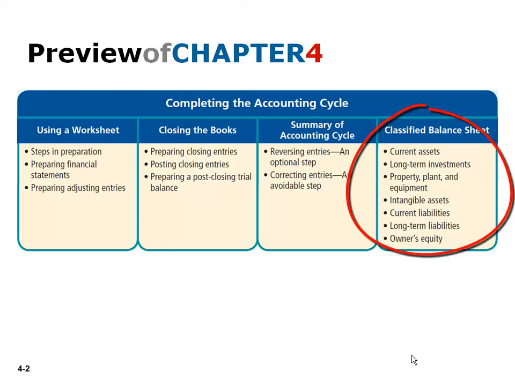Finally, the classified balance sheet will introduce new terms as we divide up assets and liability accounts into certain groups with common characteristics. The 7 categories we see here will appear on our formal balance sheet that we make available to owners and other stakeholders of the business.